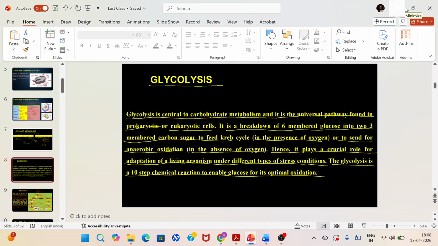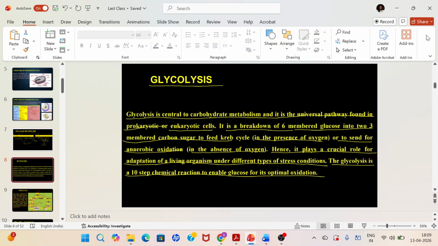Okay. So glycolysis is central to carbohydrate metabolism, and it is the universal pathway found in prokaryotic or eukaryotic cells. It is a breakdown of six-membered glucose into two three-membered carbon to feed the Krebs cycle. Okay. So glycolysis is basically the breakdown of glucose into the simpler compounds, into two three-membered carbon sugar. So glucose is a six-membered carbon sugar, and when it is broken down into the three-membered carbon sugar, then it is fed to Krebs cycle for further processing, where the energy production continues.